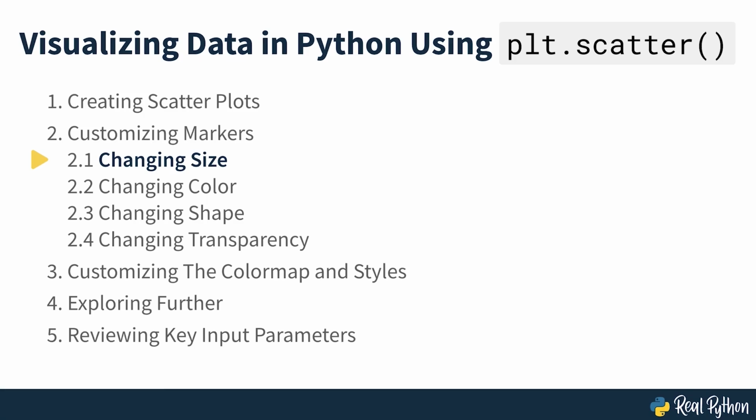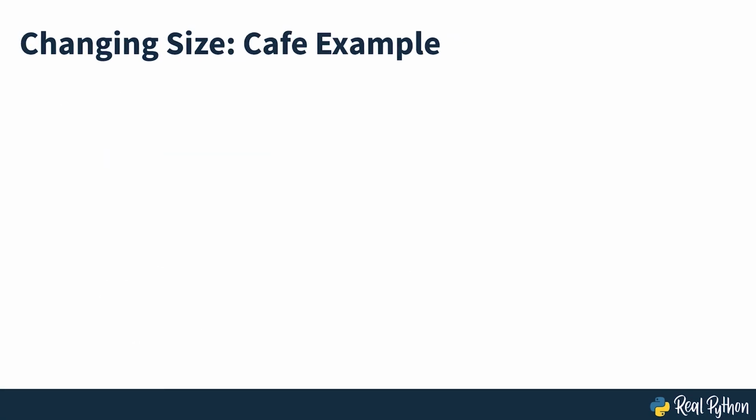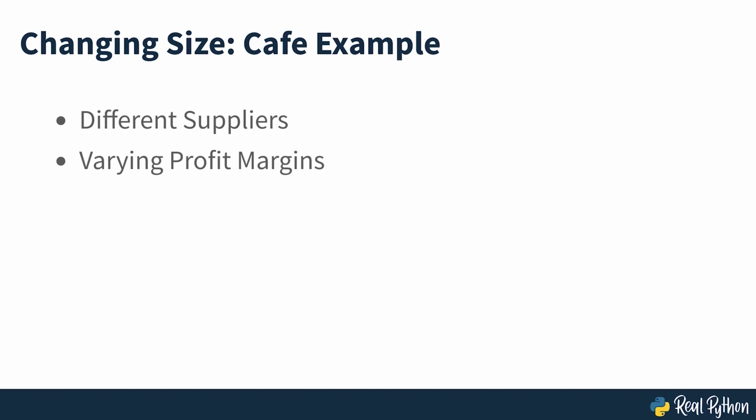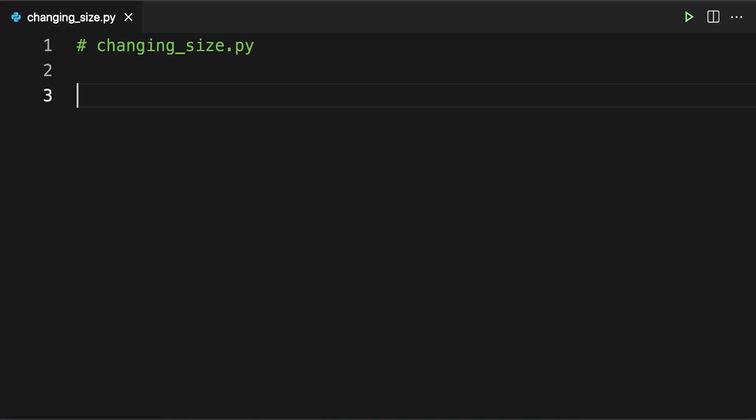Changing the size. Let's return to the cafe owner you met earlier on. The different orange drinks he sells come from different suppliers and have different profit margins. You can show this additional information in the scatter plot by adjusting the size of the marker. The profit margin is given as a percentage in this example.